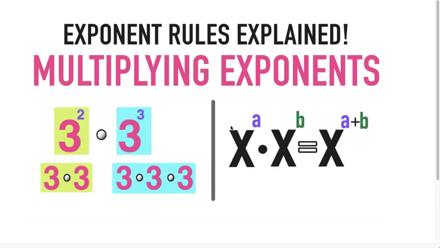Okay, so let's begin. When you multiply exponents, first of all, they have to have the same base. If they have the same base, then you can add the exponents. For example, 3 to the second power means 3 times 3, and 3 to the third power means 3 times 3 times 3. When you multiply these two, you have 5 of them in total, so you can simplify by adding the exponents.